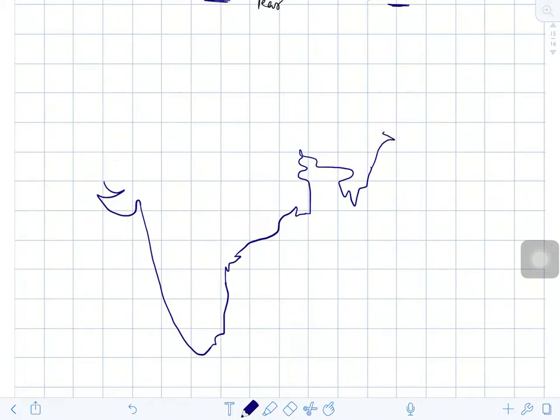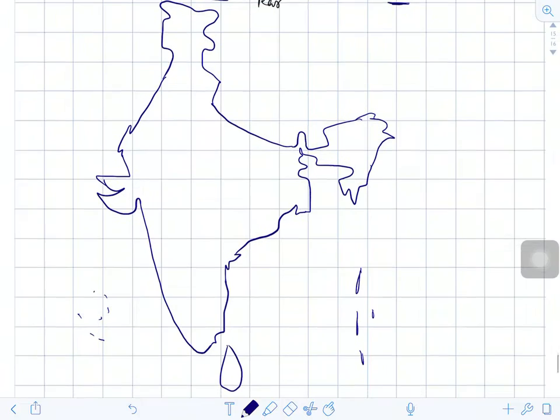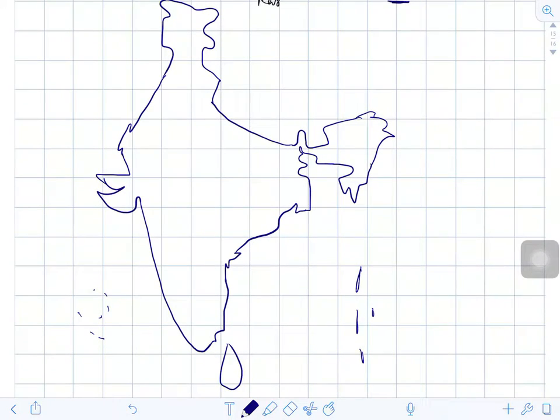Okay, so we make Manipur, Nagaland, Arunachal, and we make Bhutan, Sikkim, Nepal, and we make Uttarakhand, Himachal, J&K, we make Rajasthan, and complete. We make Sri Lanka, Andaman Nicobar, and Lakshadweep. So let's mark the tiger reserves in India, the major tiger reserves available in India. Okay, there are 50 tiger reserves. I'll be discussing the major tiger reserves, and let's go state wise.